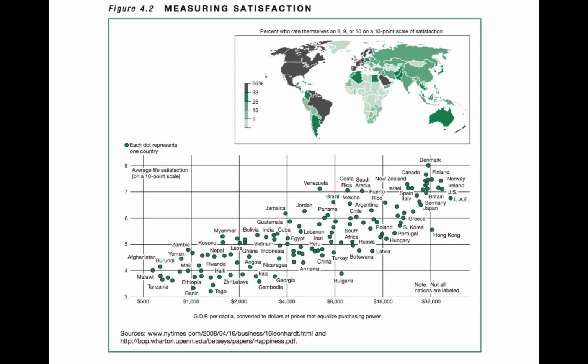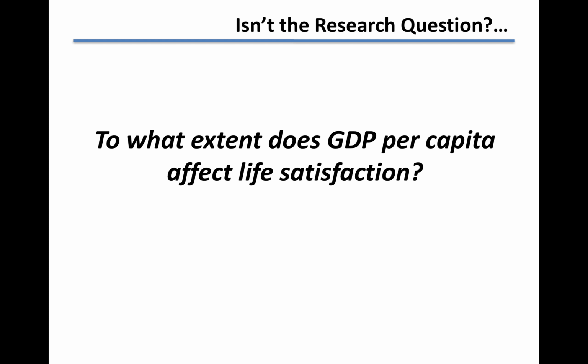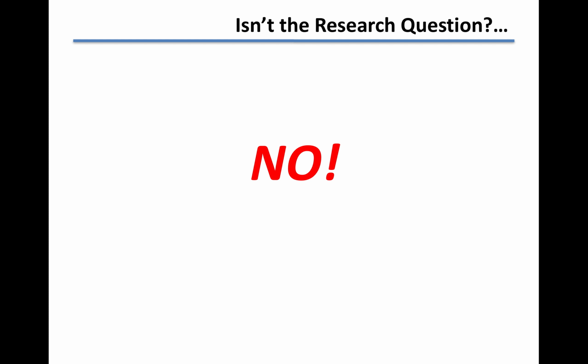So going back to the anatomy of a research question, in this graph we have country as the unit of analysis, we have average life satisfaction as the dependent variable, and we have GDP per capita as the independent variable, the thing seeking to explain variation in our dependent variable. So wouldn't our research question then be, to what extent does GDP per capita affect life satisfaction? And the answer to that question is no. That is not our research question, even though it seems like it should be. That would be intuitive if it were, but it falls into one of the common mistakes made with research questions in quantitative analysis.